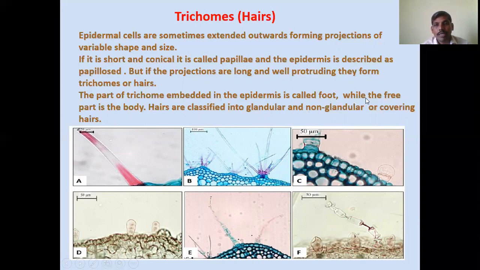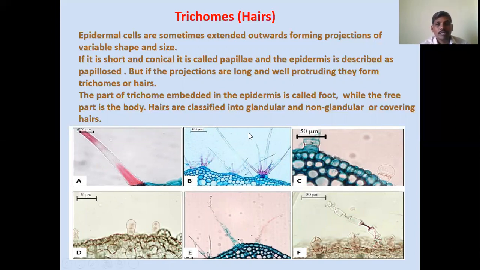The part of the trichome embedded in the epidermis is called the foot. The remaining free part of the trichome is called the body. Hairs are classified into glandular and non-glandular types, or sometimes covering hairs also. So these are the various microscopic slides which show different types of trichomes on the superficial surface of the epidermis. These trichomes are sometimes unicellular, sometimes multicellular. These trichomes are branched and unbranched also.